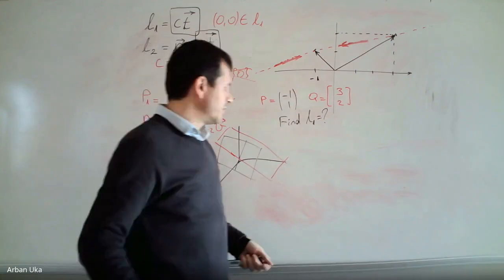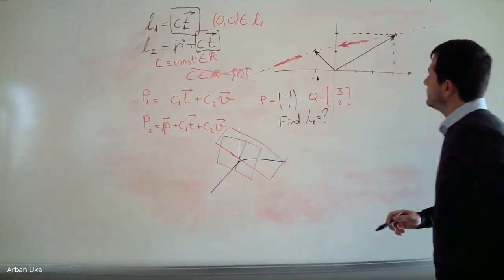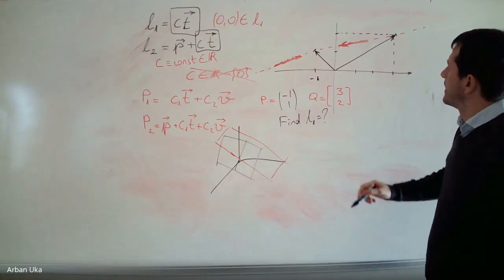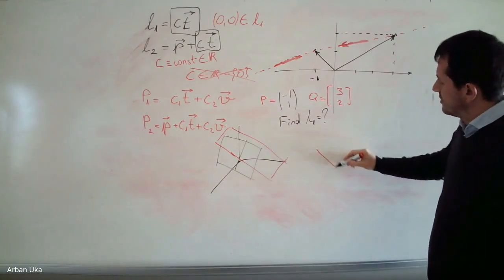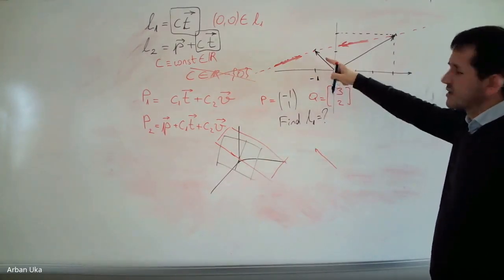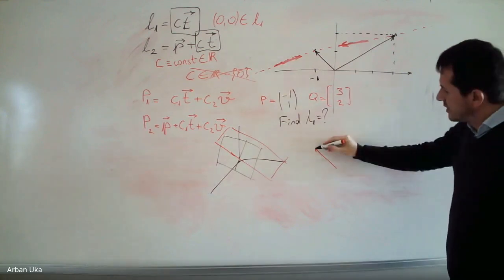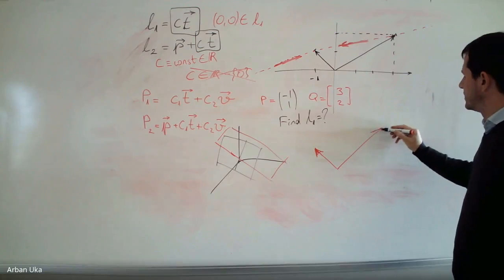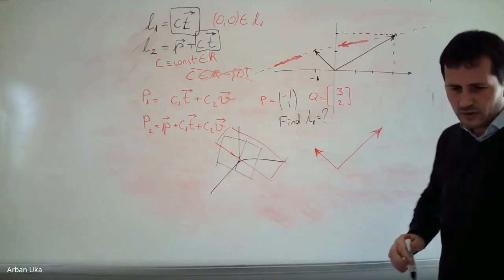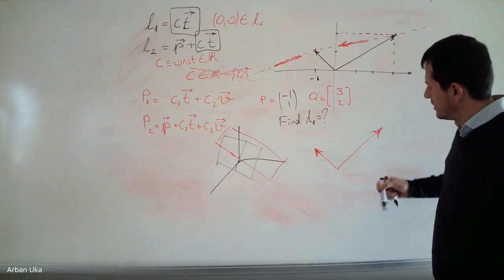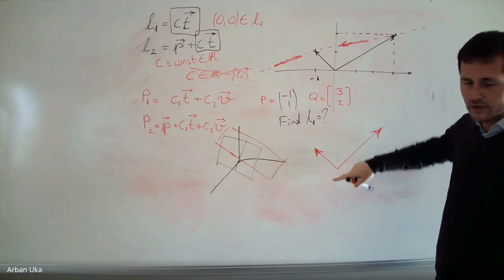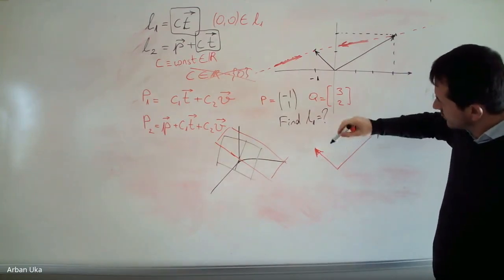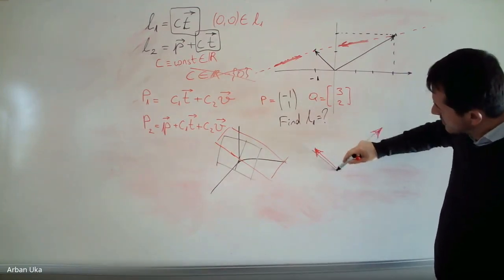But let's think for a moment. I'm drawing the same vectors which are shown here. There is this vector here, and this vector here. Imagine for a moment if we take the negative of this shorter vector. What is the negative of this shorter vector? Is this one, right?